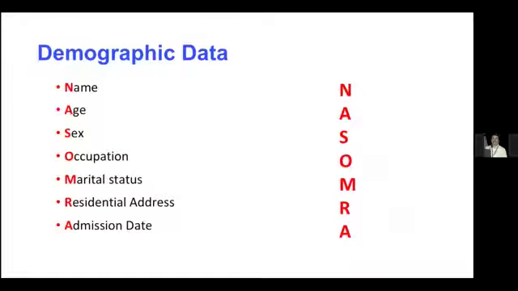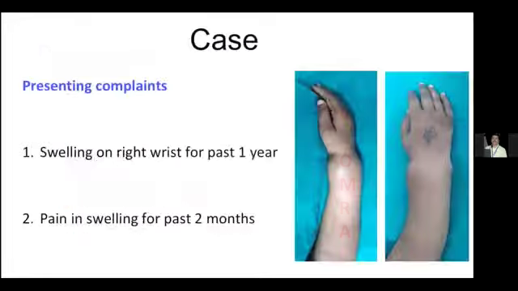You have been told in your previous lectures and tutorials about the importance of each. So coming to my case, I'm presenting a case with a swelling on the right wrist for past 1 year and pain in swelling for the past 2 months. Be very clear and crisp on the presenting complaint, the duration, and it has to be presented in a chronological order. You need to take back the patient to the time that when was he absolutely fine.